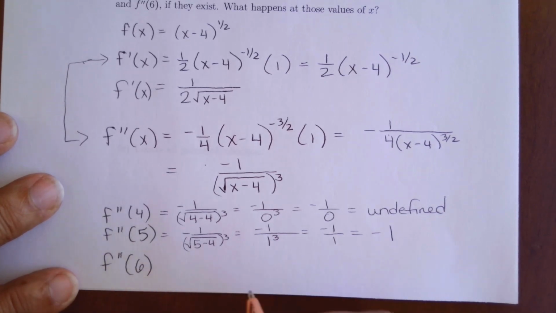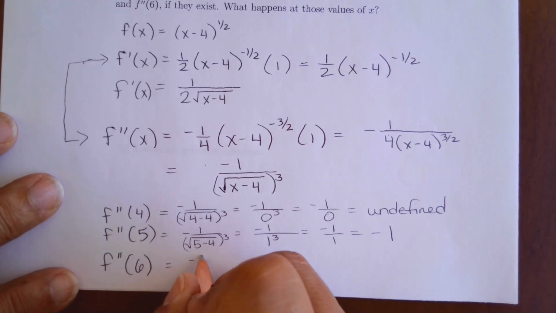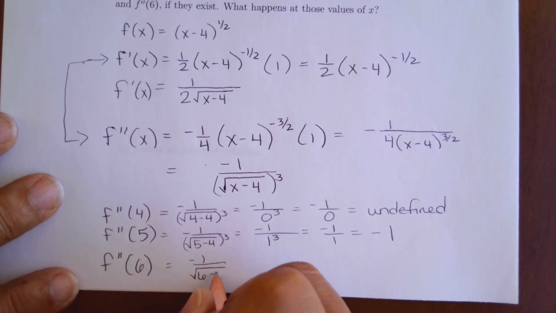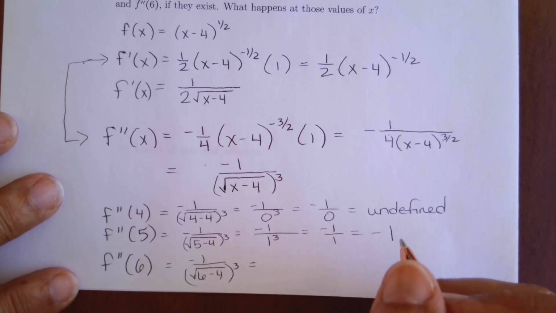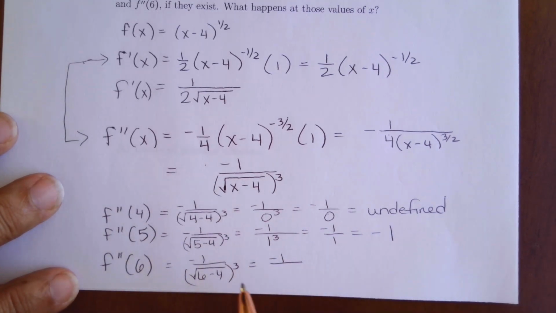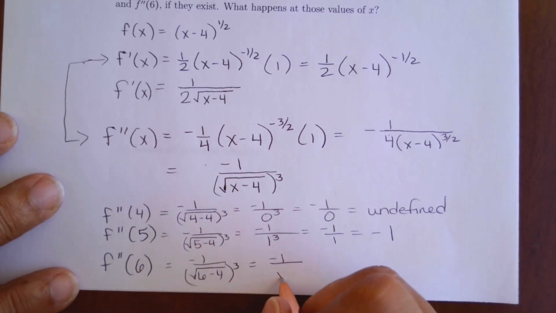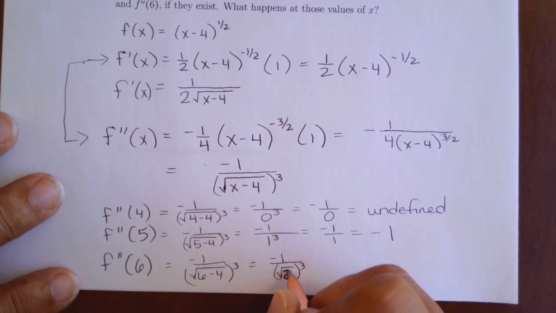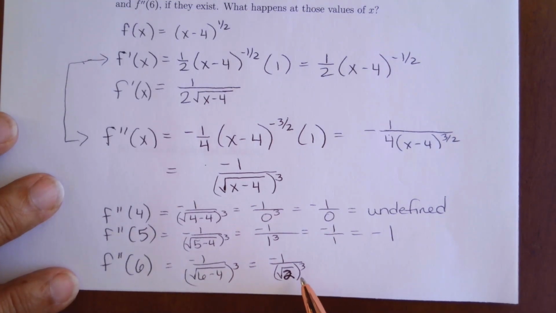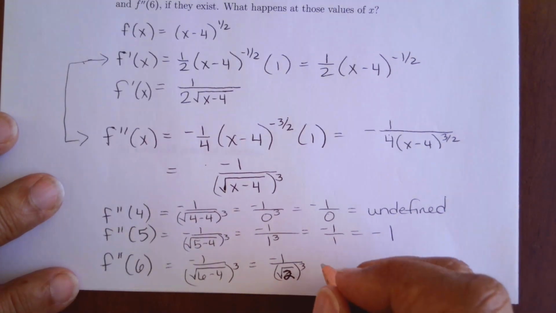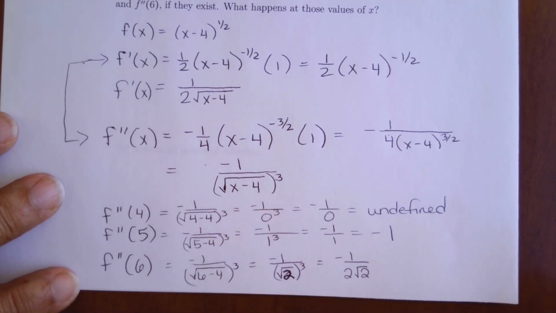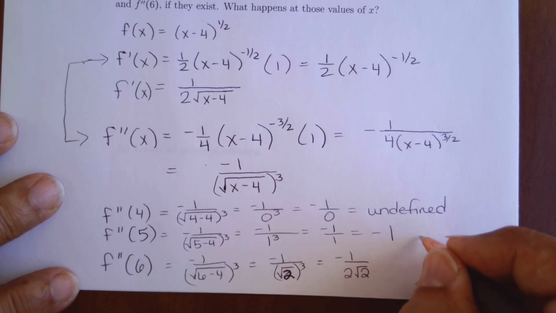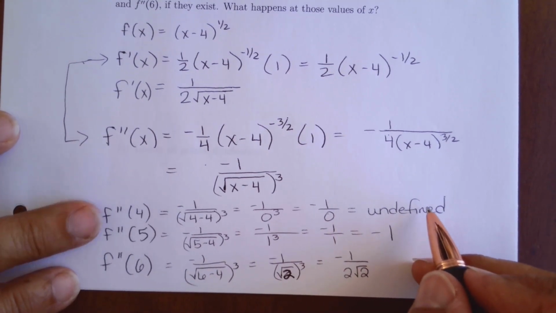And if we use 6, square root of 6 minus 4 cubed. Okay, so that's negative 1 over, 6 minus 4 is 2, so it's the square root of 2 cubed. Okay, square root of 2 cubed, which is 2 square root of 2. Not very exciting there, but it's still a negative number. Okay, so we're done with the second derivative here.